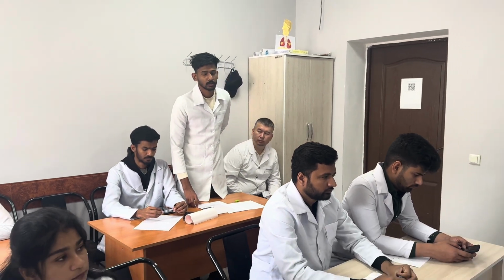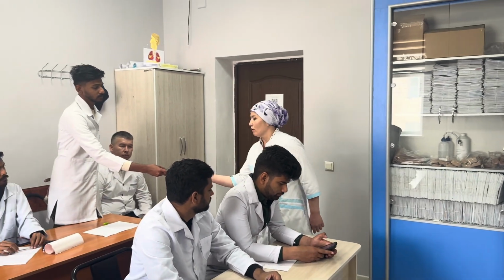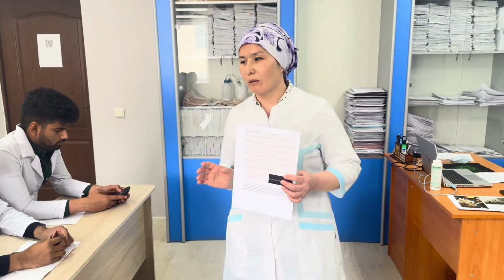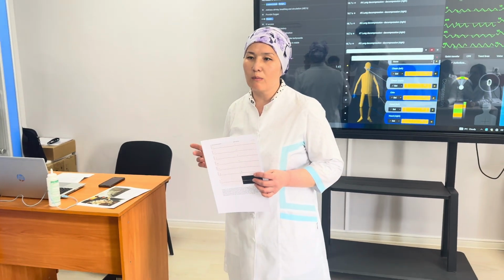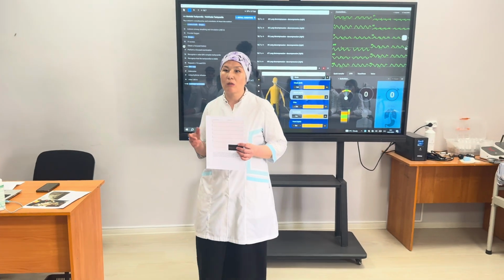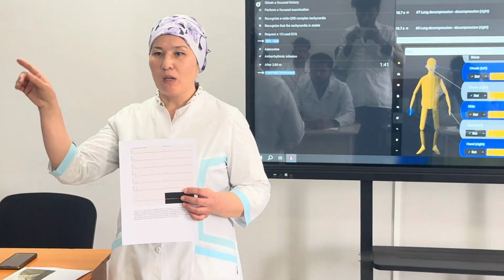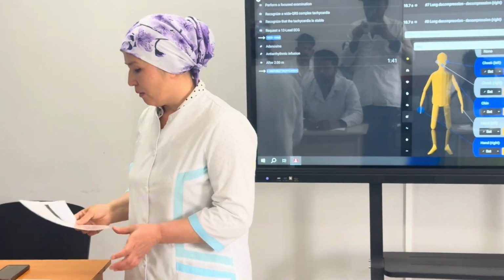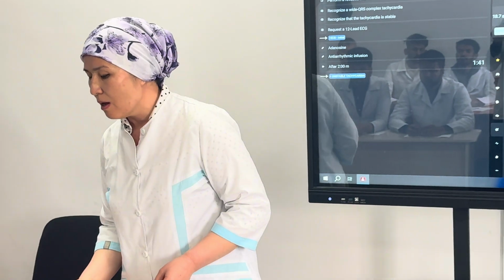Guys, do you agree? Yes. Is it ventricular fibrillation? Yes, of course. We can see here no QRS complexes, no waves, no P segments, no intervals. We can just see deformations. Yes, it's also one of the big emergency conditions.